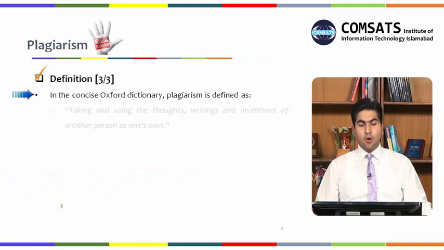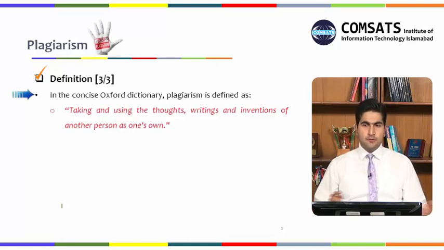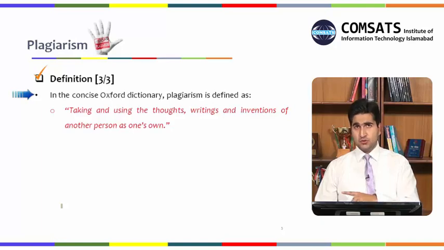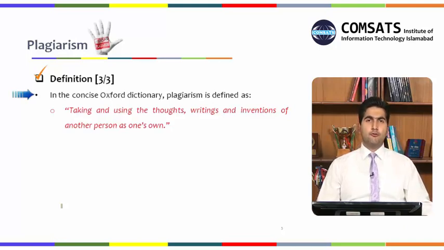We talk about that concise Oxford Dictionary definition of what plagiarism is: taking and using the thoughts, writings and inventions of another person as one's own. So you are basically getting the idea that it all begins with the idea, then that idea can have any form. That one form could be writing, and if you are simply stealing that idea, or that idea being represented in the form of writing by one source without referring to that source, if you are saying that idea and even that writing belongs to me, that means you are performing plagiarism.